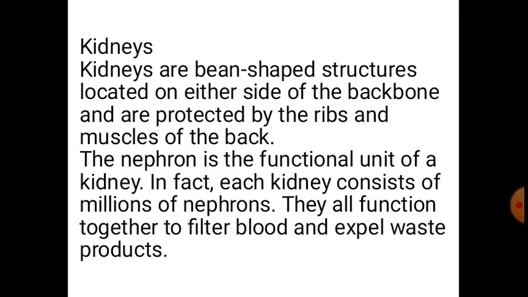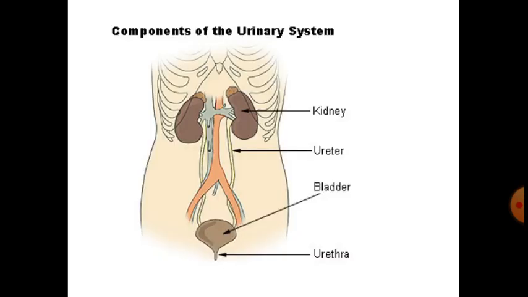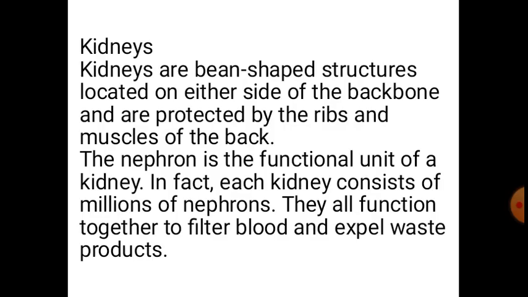Now the kidney. If you look back to the picture, you discover that the kidney looks like a bean. So it's bean shaped. Kidneys are bean-shaped structures located on either side of the backbone and are protected by the ribs and the muscle of the back. Now, they are the major organ of excretion. And in the kidney, you will find the word nephron.